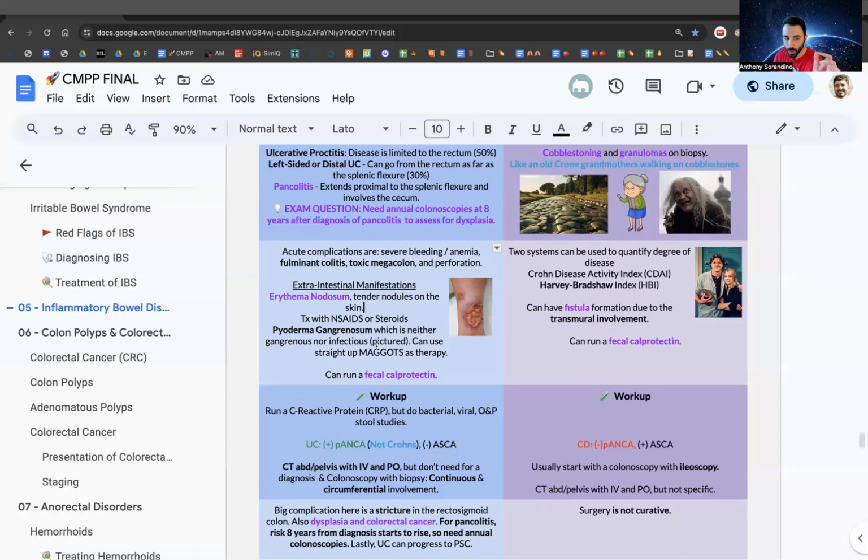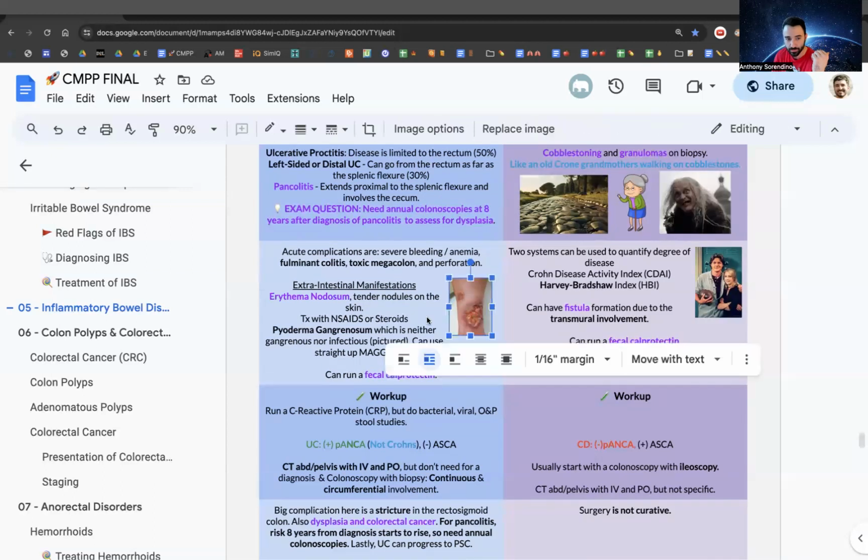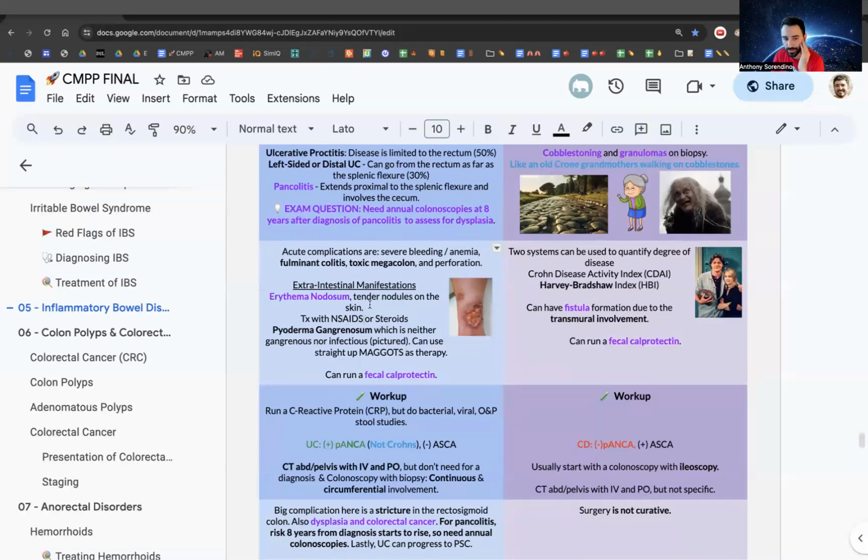You can also get something called pyoderma gangrenosum, which is neither gangrenous nor infectious. Okay. And you can use maggots as therapy. So that could be a question as well. So just think about these more. Oh, I'm sorry. That's actually the one that's pictured here, not erythema nodosum. I think it's just like more redness. So that's all going to be involved with ulcerative colitis.